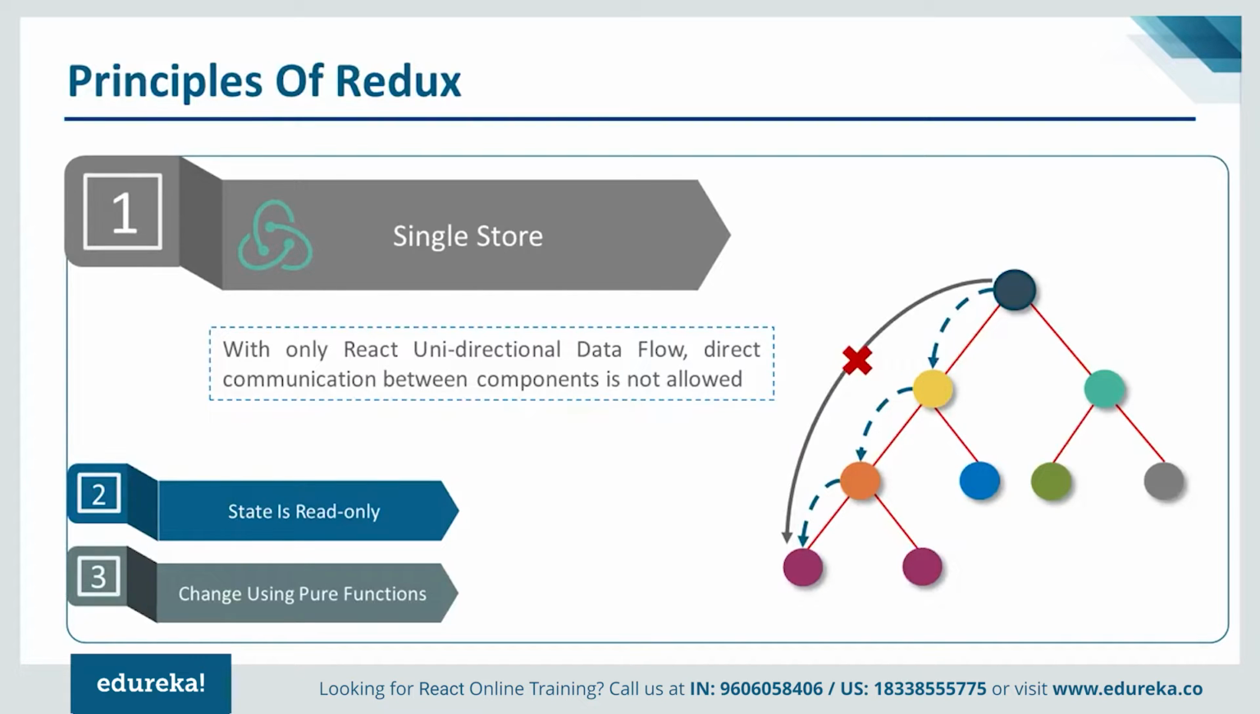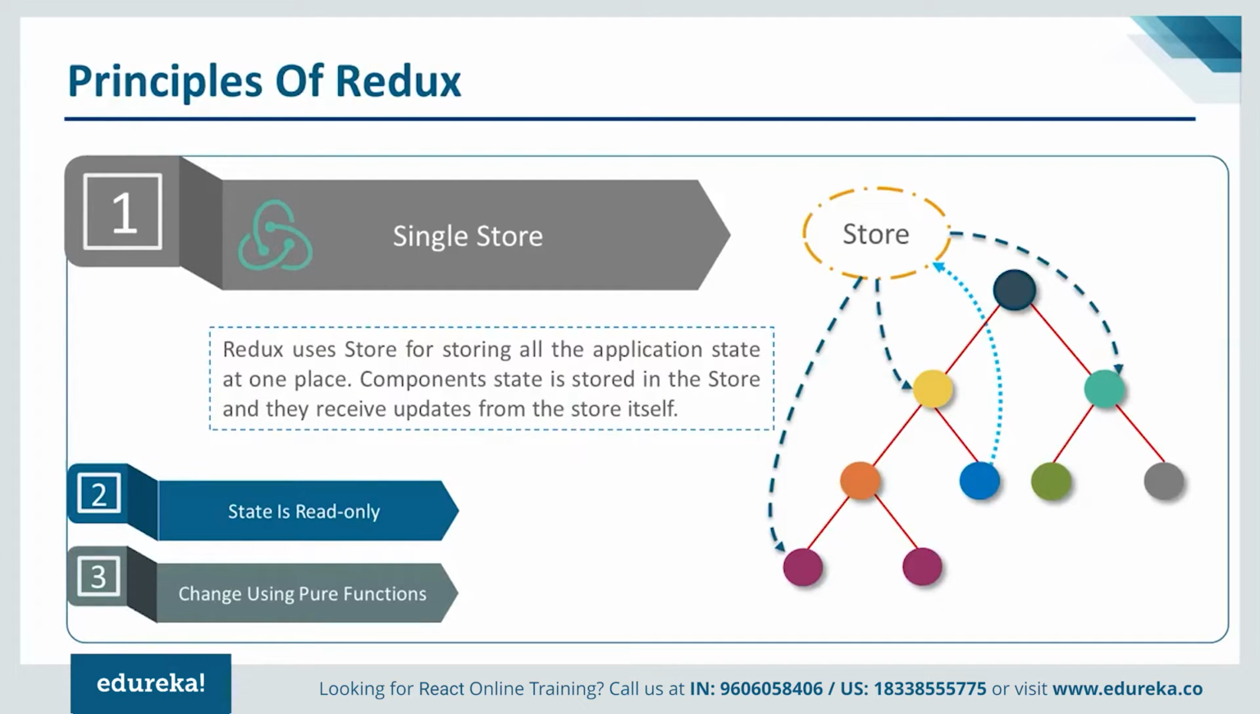The first one is the single store. By single store, what I mean is that all your application state is placed in a single immutable store, which means that with only React's unidirectional data flow, direct communication between components is not allowed. This we already knew. But by using React with Redux, this has become possible because it is using a single store, which allows the dispatch and the subscription of the components to the store.